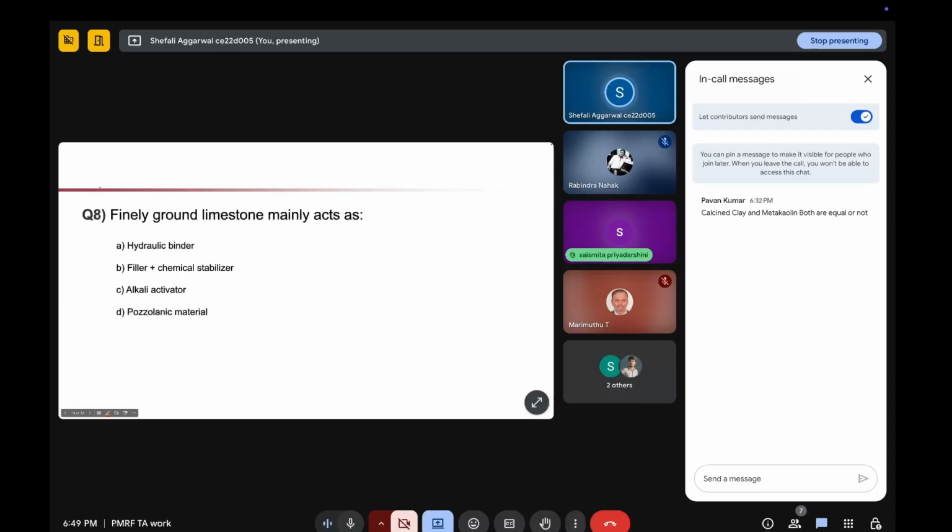Next question is, finely ground limestone mainly acts as hydraulic binder, filler plus chemical stabilizer, alkali activator, or pozzolanic material. Okay. So normally limestone will act as a filler, not a pozzolanic material. For pozzolanic material we have metakaolin, which will act as a pozzolanic material. Limestone will just act as a filler inside the concrete system.